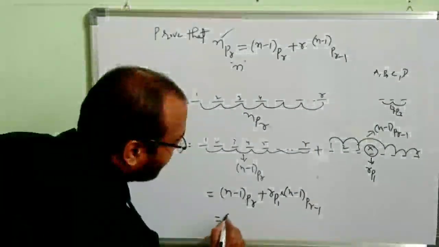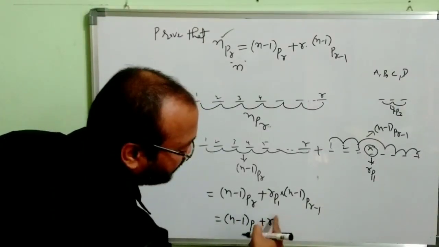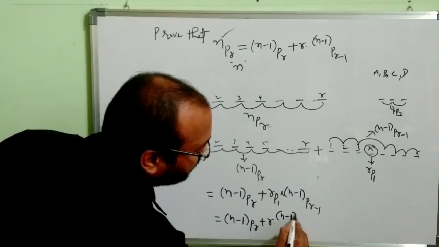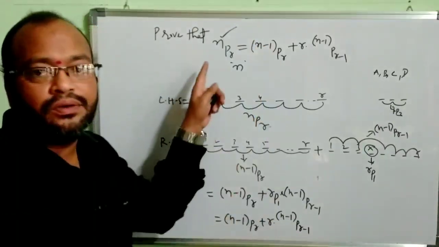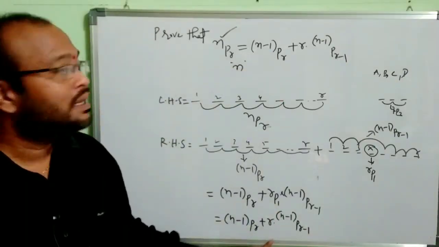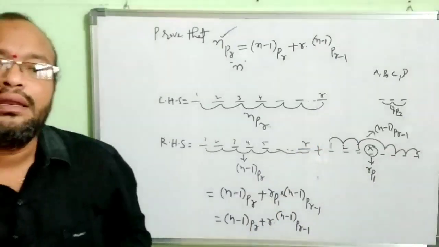So finally, what is our conclusion? N minus 1 PR plus R into N minus 1 PR minus 1. Look at it now: NPR is equal to N minus 1 PR plus R into N minus 1 PR minus 1. Like this we can solve.